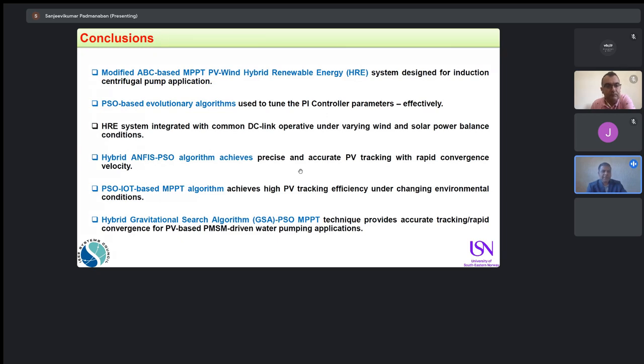Then we used hybrid ANFIS piezo algorithms, where we try to track the maximum efficiency from PV. Also, we adapted IoT sensors along with PSO to show that they work in environmentally free conditions where human access is not required. And of course, we try to provide high quality power. So these are the investigations we have carried out from our research groups.